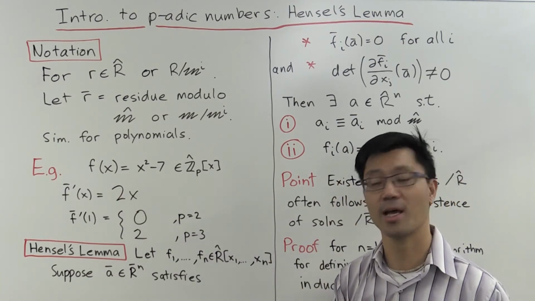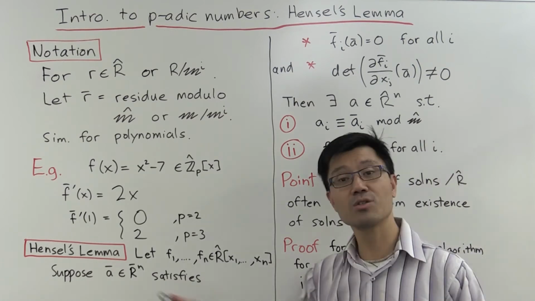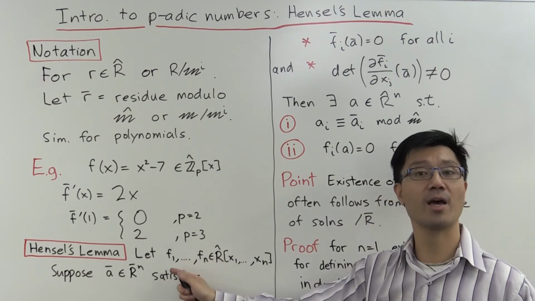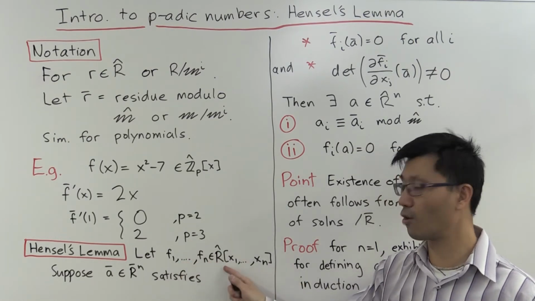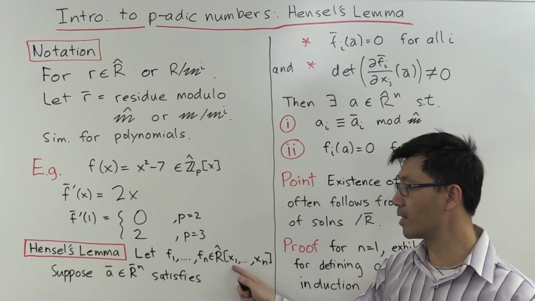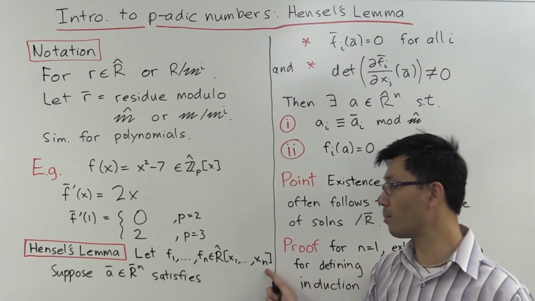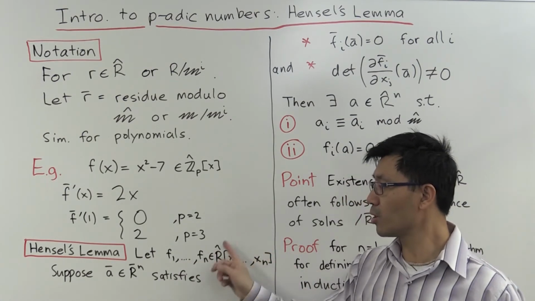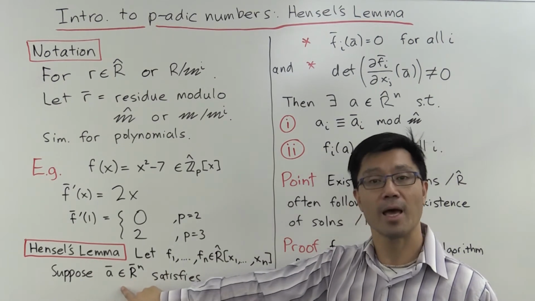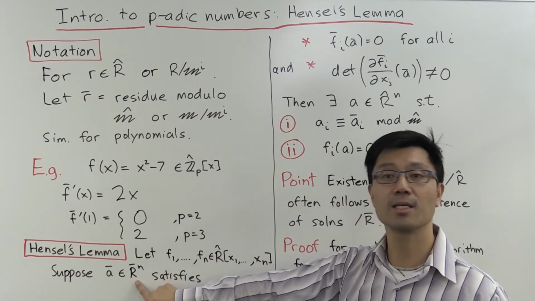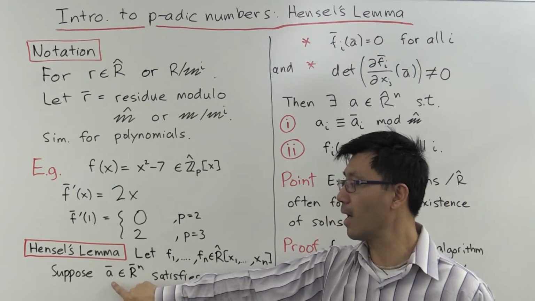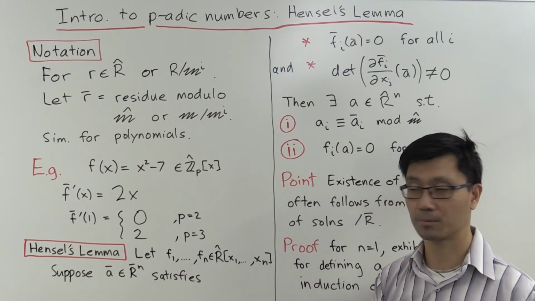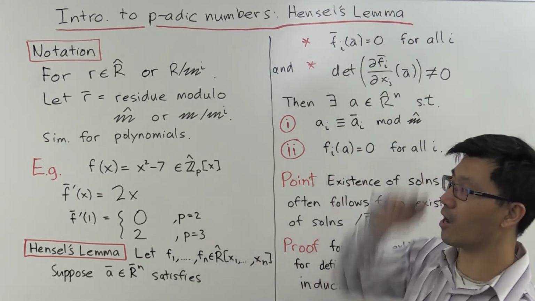Okay, now we're ready to state Hensel's lemma. So Hensel's lemma is about solving polynomial equations. Suppose we have n polynomials with coefficients inside R hat, and they're in n variables. So the number of variables equals the number of polynomials here. What we'll do is suppose we have some n-tuple of elements in the residue field, so that's a bar, and basically this is going to be a solution modulo the maximal ideal. Okay, so that's what we're going to assume. So that's what we have here.